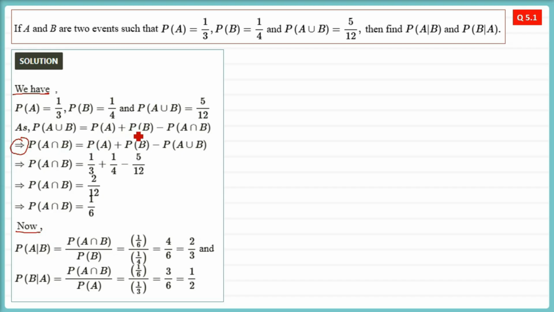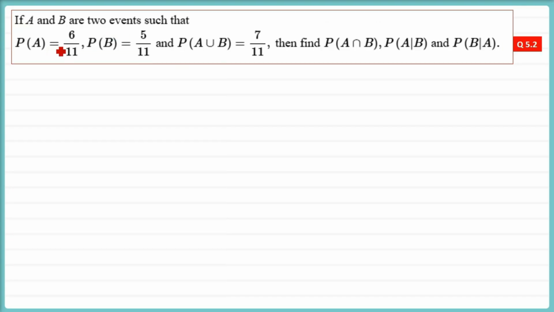When you ride a bike, you need to follow certain rules on the road, otherwise an accident may happen. So these are the rules of mathematics. All these things you have to use. A and B are two events such that P(A) is given, P(B) is given, P(A union B) is given, P(A intersection B), and P(A|B), P(B|A). Now we have just completed a question like this, so I would like you to refer to that question when the values have changed.